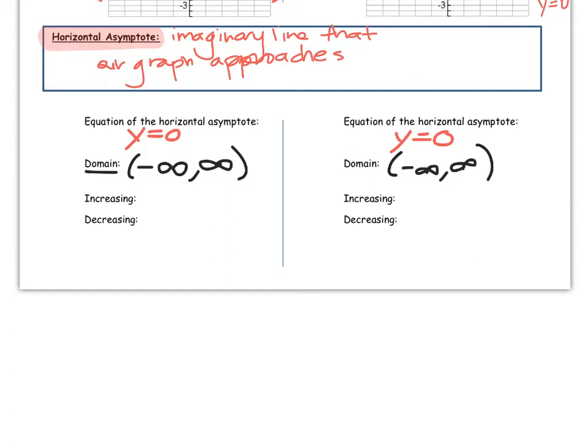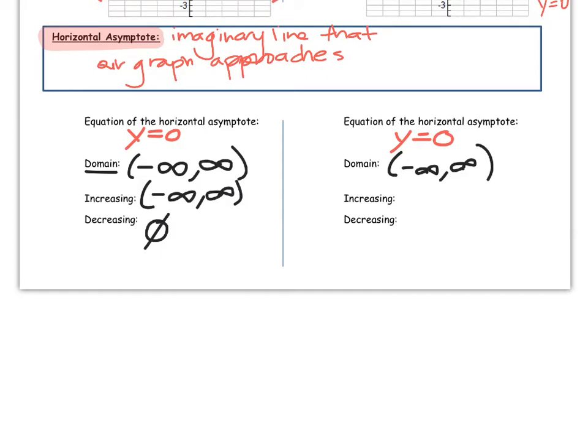All right, now we'll talk about increasing and decreasing. So I'm going to go up to this little graph. I'm going to draw a little stick figure. If this man was walking along this graph, he would be going up. He would be increasing. So I would say that this graph is increasing everywhere, negative infinity to infinity. This graph never changes direction. It's always going up, up, up. So it's decreasing never. That's how we indicate that it's not decreasing.